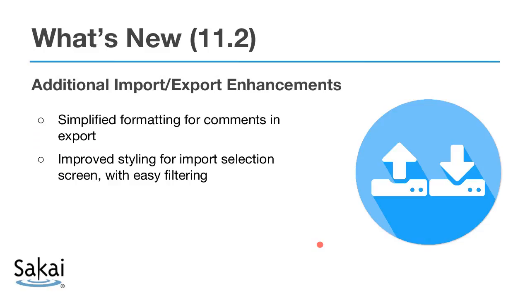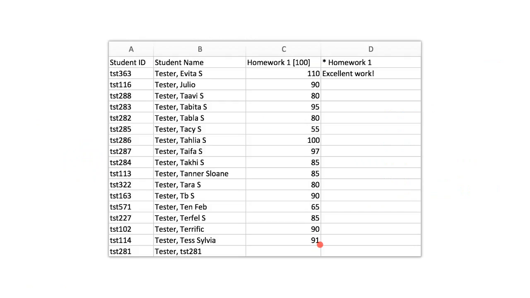So with that in mind, we simplified the formatting for the comments column in the export CSV file, which is going to make it easier for users to create new items with new comments columns, then import those into the system. We also cleaned up the styling on the import selection screen and added a new filter toggle for new and updated content. So first, let's talk about comments in the exported CSV file.